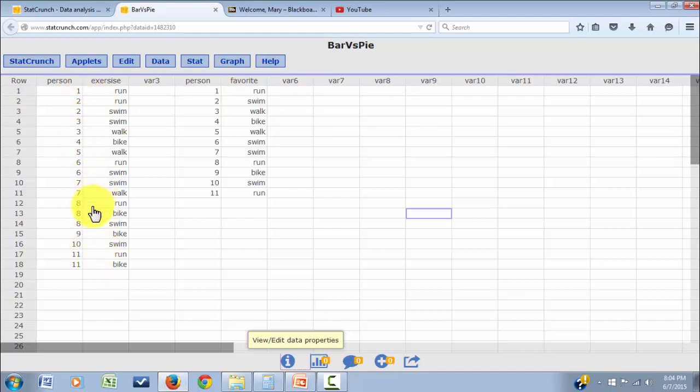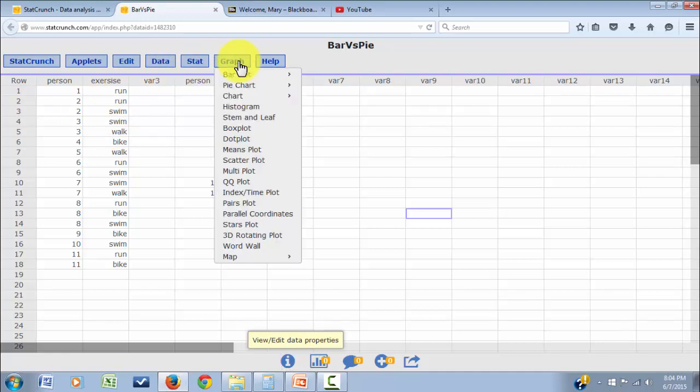And you can see here, actually one person chose 3. They like to run, bike, and swim. So if we have this type of data where more than one category someone can select, then you're going to want to graph it with a bar plot or bar chart. And this is the first option in StatCrunch.